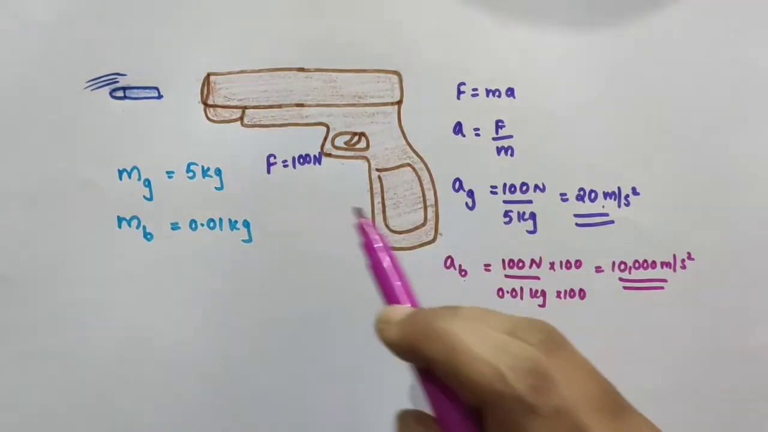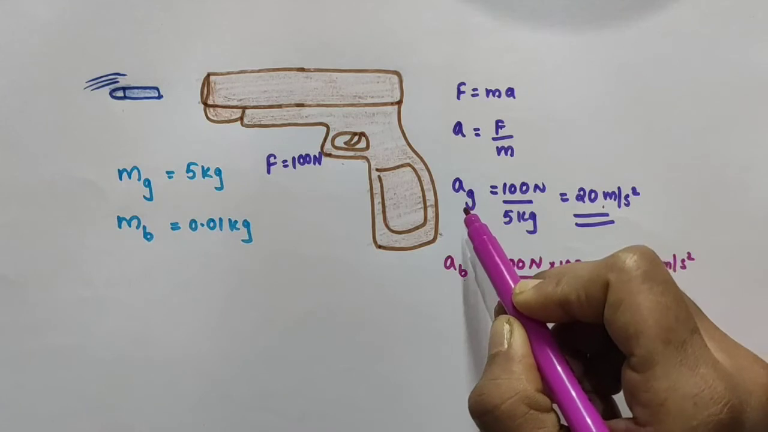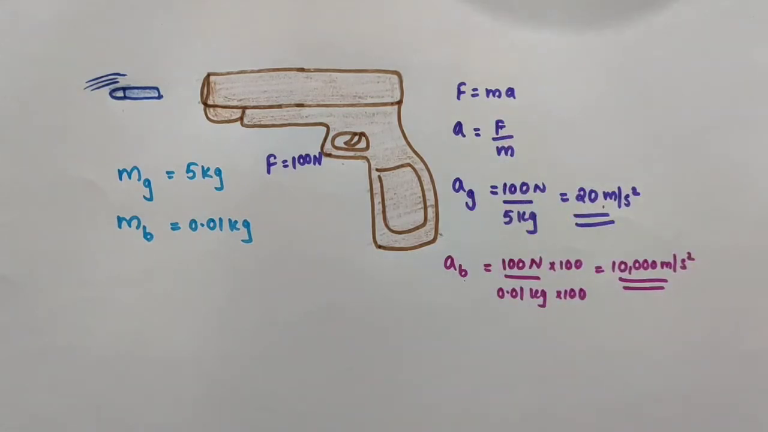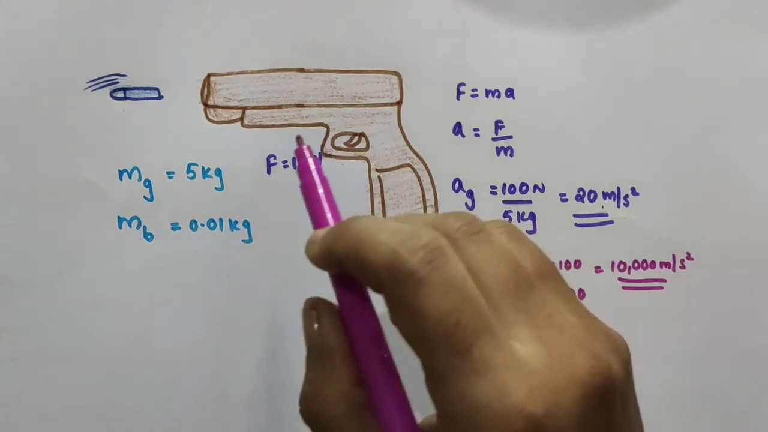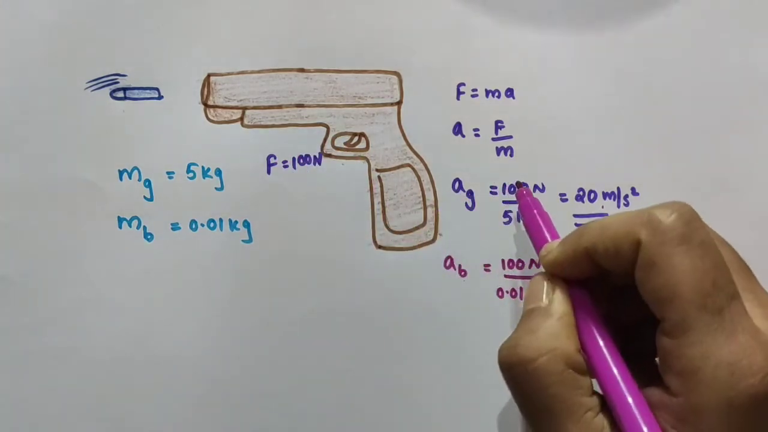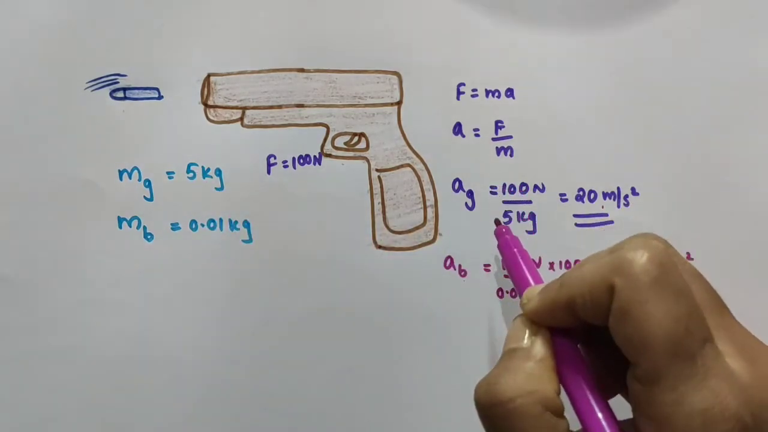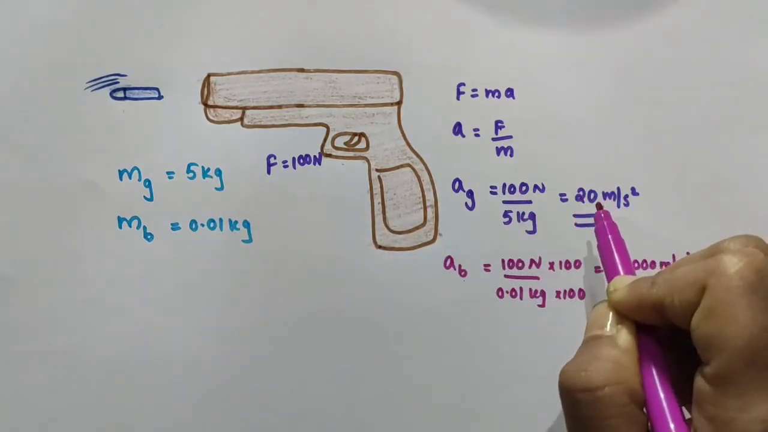So the acceleration of the gun, a suffix g, can be written as force on the gun divided by mass of the gun. Force on the gun as well as force on the bullet is the same, that is 100 Newton. So 100 Newton divided by mass of the gun, which is 5 kilogram. 100 divided by 5 is 20 meter per second square.